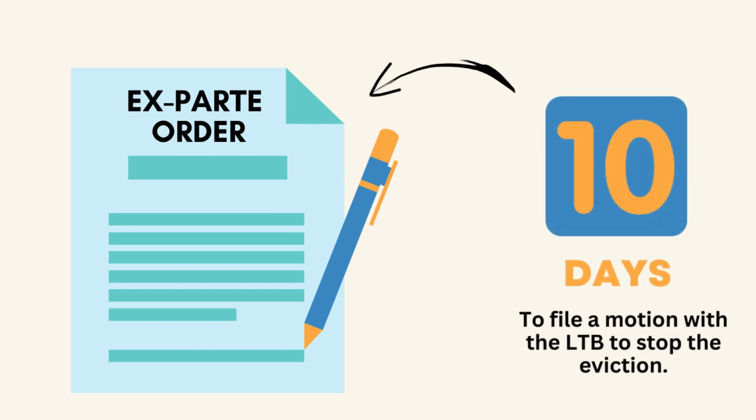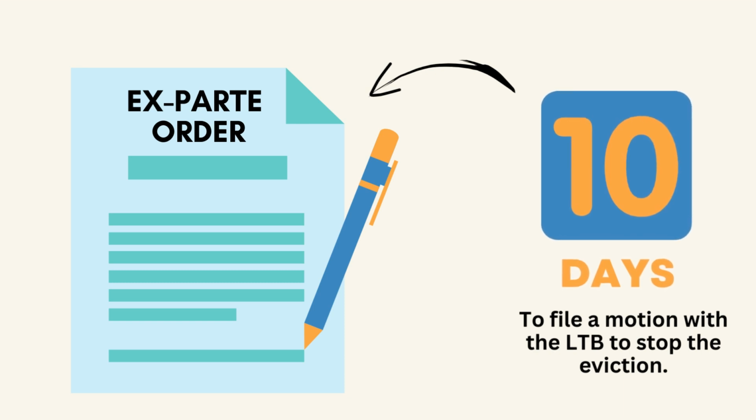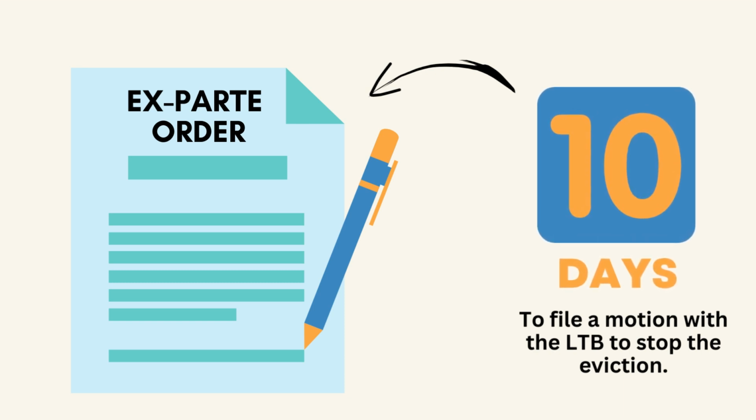Most of the time, the board issues these eviction orders without notice to the tenants. These are called ex parte orders. Once an ex parte order is issued, you have 10 days after the date the order was issued to file a motion with the Landlord and Tenant Board to stop the eviction.